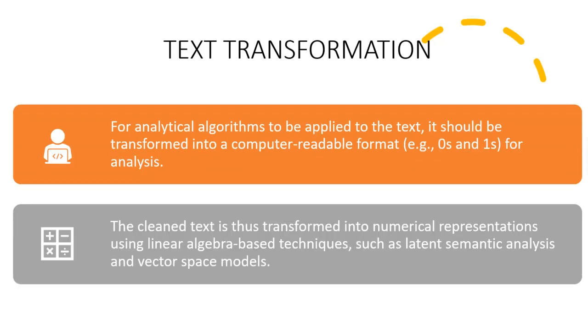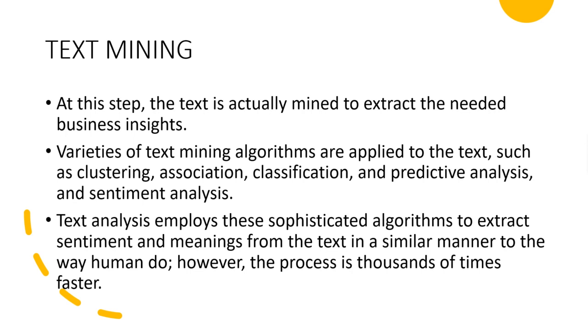So text transformation. For an analytical algorithm to be applied to text, it should be transformed into a computer-readable form, that is zeros and ones, for analysis. So the clean text is thus transformed into numerical representations using linear algebra based techniques, such as the vector space model, which we have to create so that we will be able to do the text transformation.